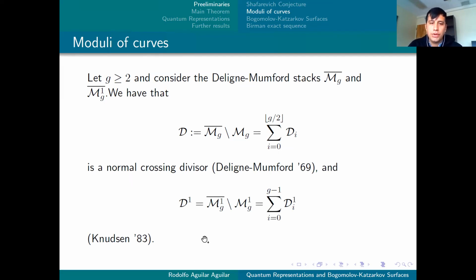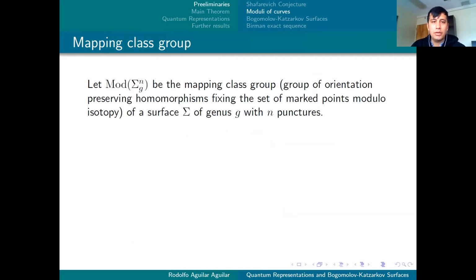And then Knudsen showed that if we do the same for the universal curve, then we will have g divisors. Not the notation that I will use. I will use D for this divisor, and I will use D1 for this other. So I will be using this. Please recall the notation. Okay. And then I want to make this root construction over it and relate it to a fundamental group.